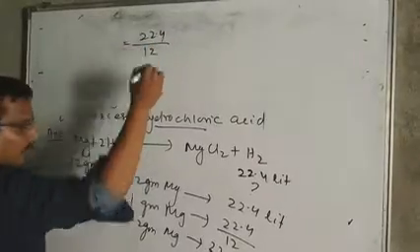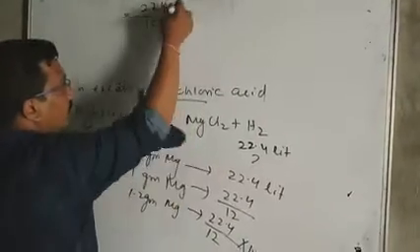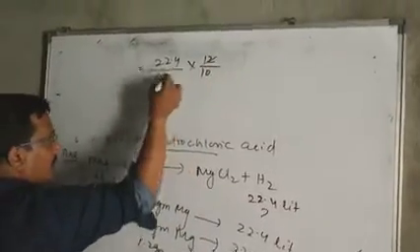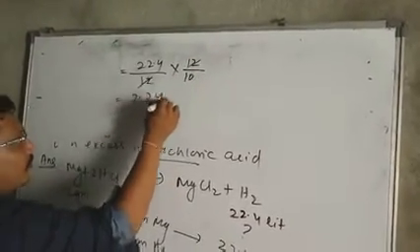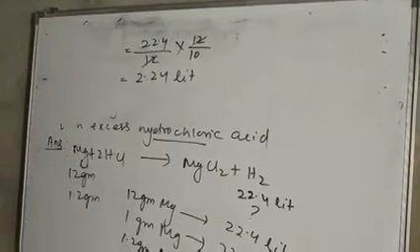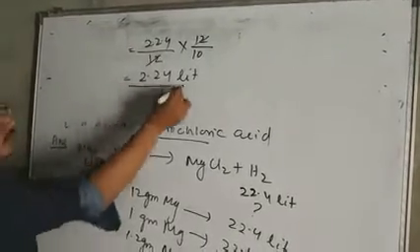22.4 divided by 12. 1.2 is converted like this, 12 by 10. The 12 cancels. That means 2.24 liter. Then our answer, how much hydrogen is liberated, is 2.24 liter.